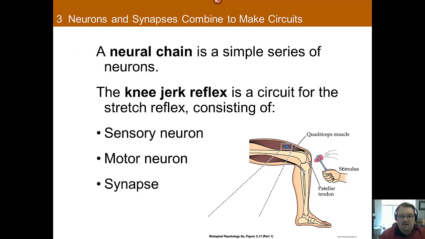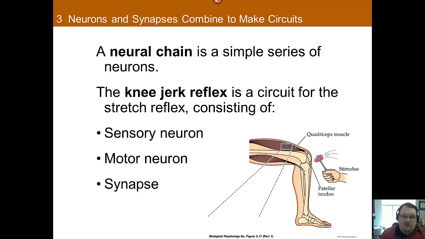So, now that we've discussed in depth how one neuron communicates with another, we pull back a little bit to look at a slightly bigger picture. Neurons will link up into a neural circuit in order to perform tasks or functions. The simplest neural circuit that is encountered in the nervous system is called a neural chain. So this is a simple series of neurons that connect linearly from end to end.